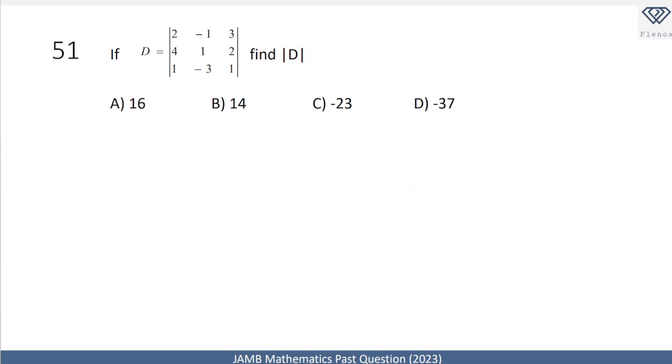So question 51 says, if D is equal to that, find D. Now in this case, we are told to find the determinant. That is what that symbol represents. Find the determinant of D.